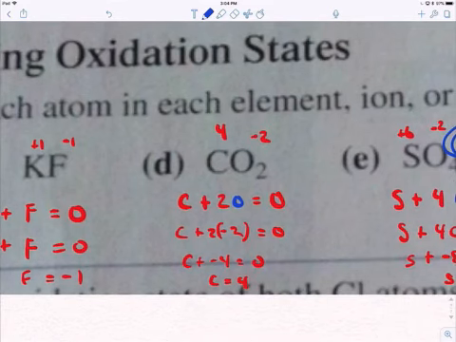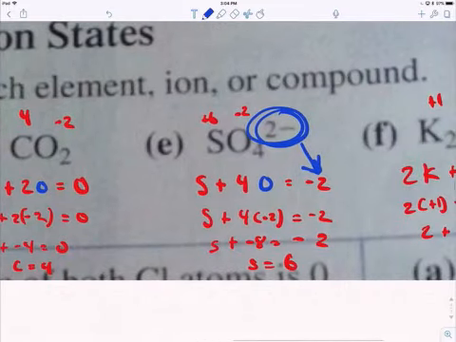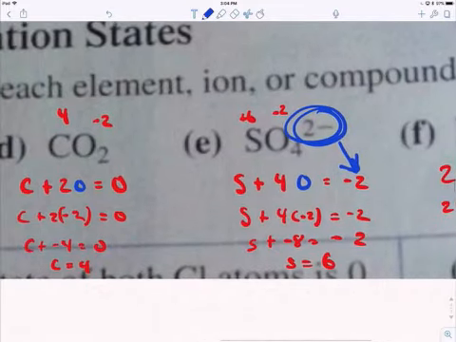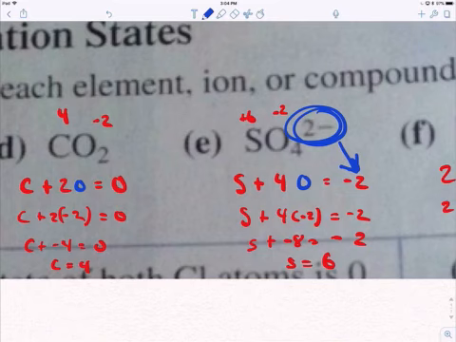Carbon dioxide, carbon plus 2 oxygens. The 2 oxygens come from the 2 under the CO2. Carbon plus 2 times the oxidation number of oxygen equals 0. Oxygen tends to be -2, forcing carbon to be +4. Sulfate here, unlike carbon dioxide, was not equal to 0. The sum of them was equal to -2, the charge of the ion. And then oxygen being -2 forces sulfur to be +6.